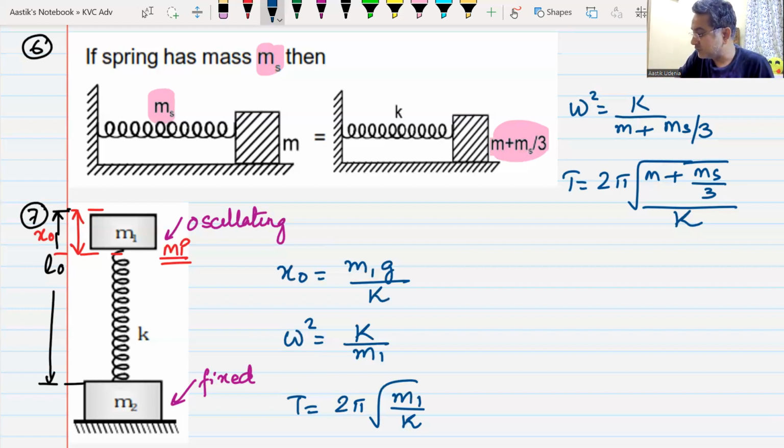Which case is this? I don't know, sir. Which case is this? Case number 8.